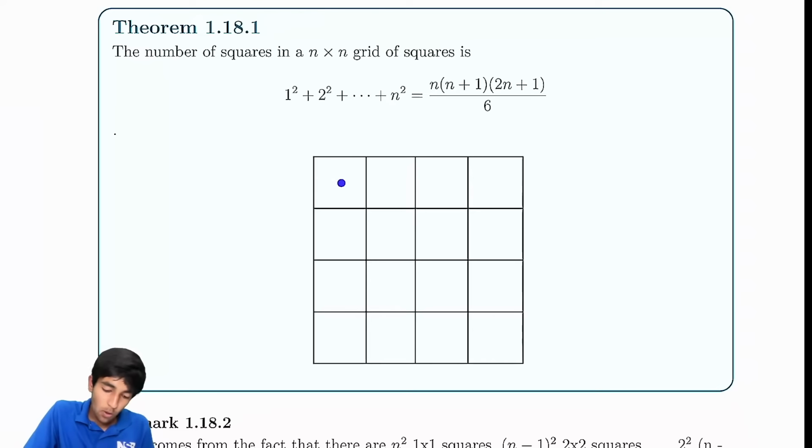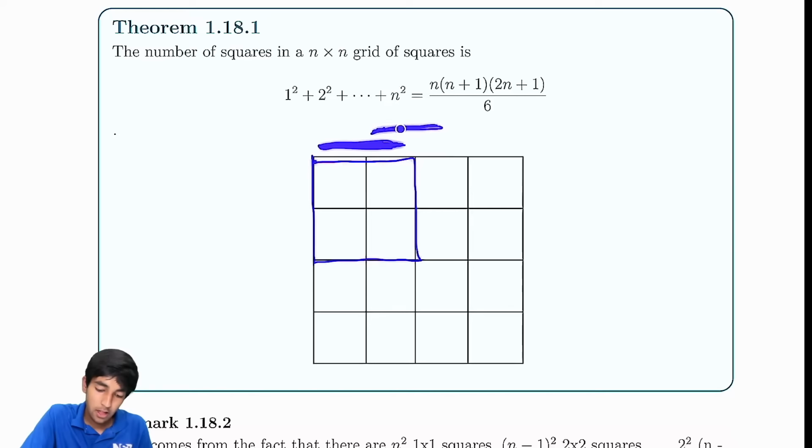Why is this true? Well, notice how there's n squared 1 by 1 squares, right? Just 1 by 1. Now, how many 2 by 2 squares are there? Take a look. So you look at the horizontal values and the vertical values. So for the horizontal values, the 2 by 2 square can either occupy this, or this.